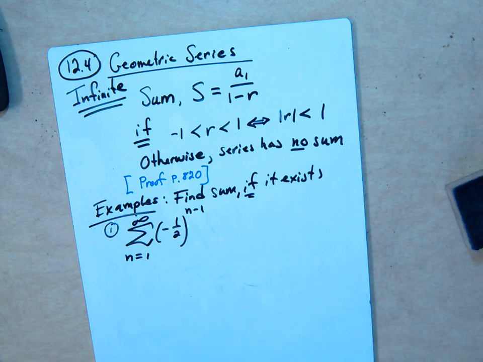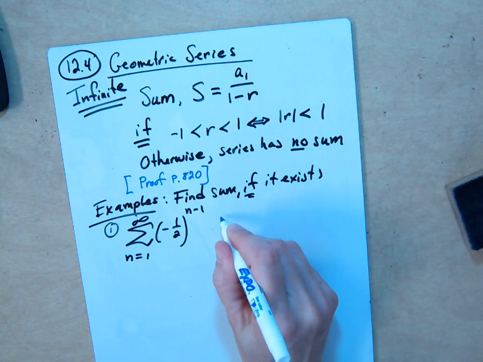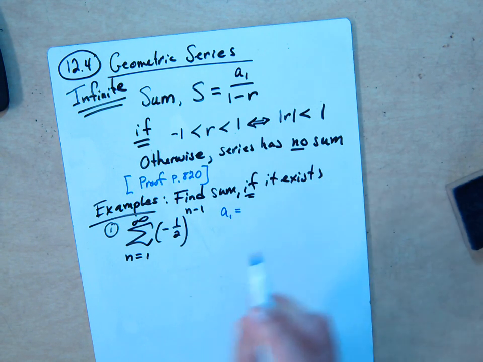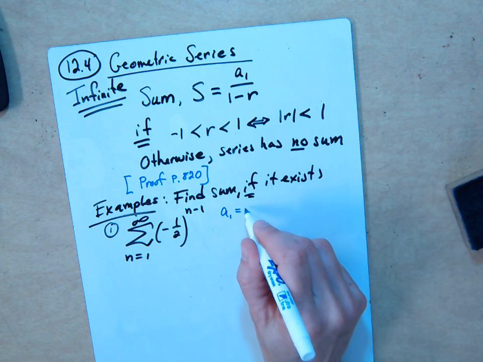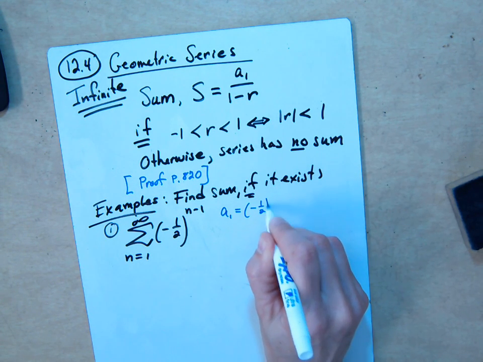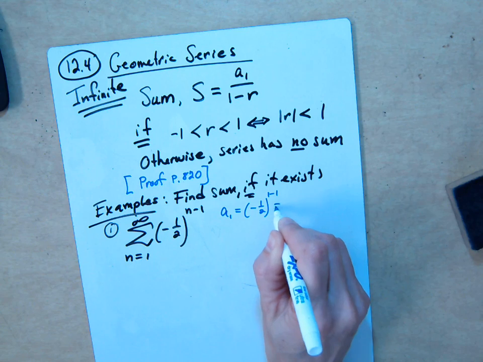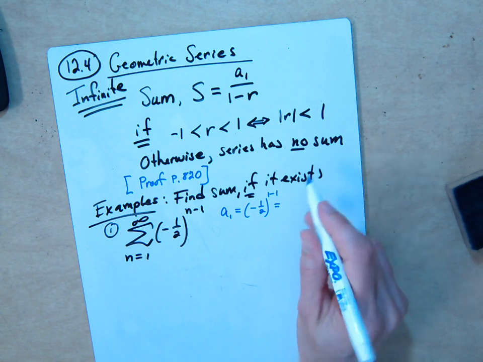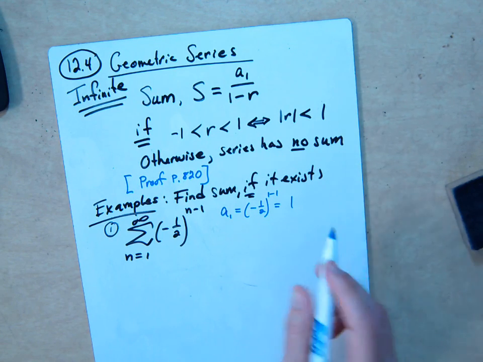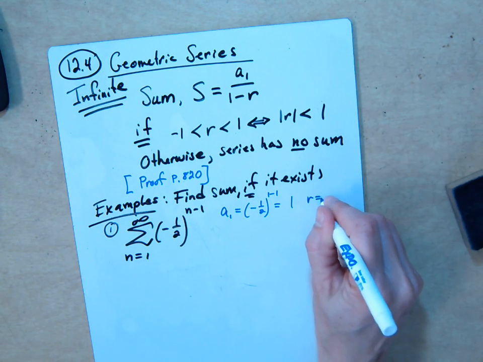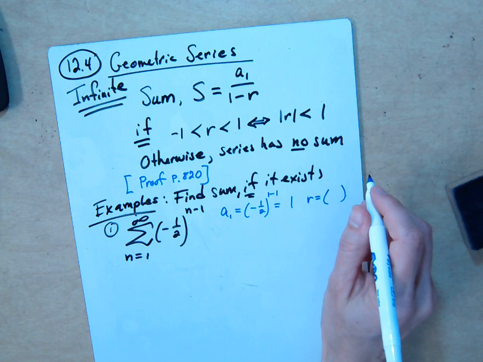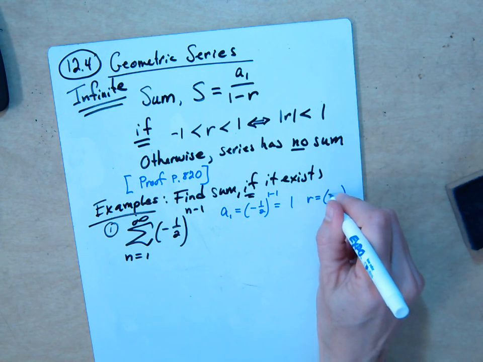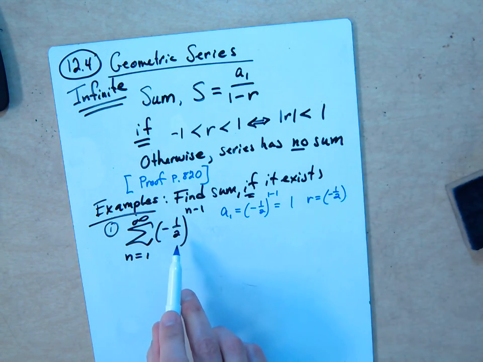These are easier to do than maybe it looks. All we need to use the formula is to know the first term, a sub 1. So you simply plug 1 into the formula, negative a half to the 1 minus 1. It turns out it's to the 0 power. Anything to the 0 power is 1. So our first term is 1. Our common ratio is what, you guys? Yeah, you're multiplying by negative a half. You can see it right here.